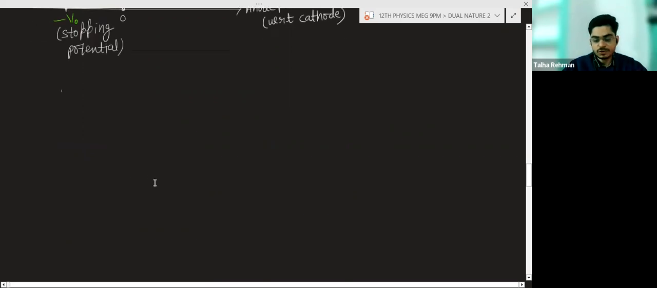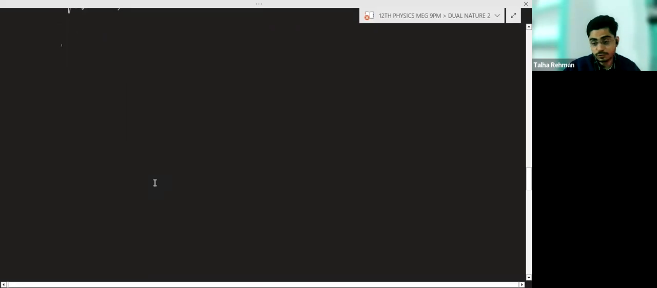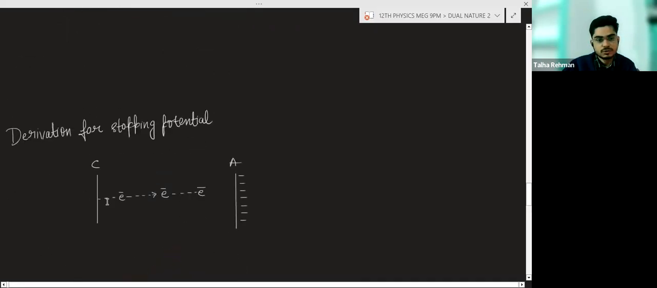Now we will do the derivation of the stopping potential. We will find the expression for the stopping potential. So now see, this is cathode, this is anode. Electrons are emitted from the cathode and are moving from cathode to anode. And on the anode now you are increasing the negative potential. When you increase the negative potential, the force of repulsion on the electron will increase. Due to that, the motion of the electron from cathode to anode will decrease.